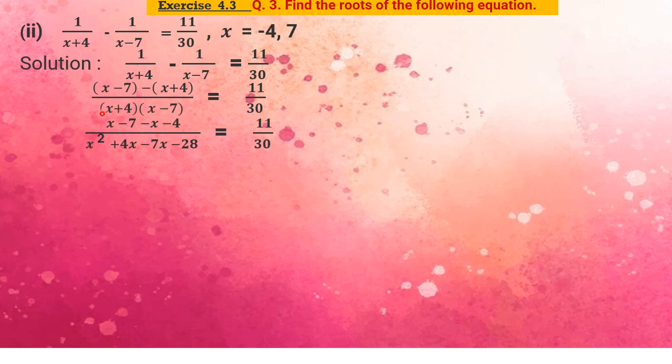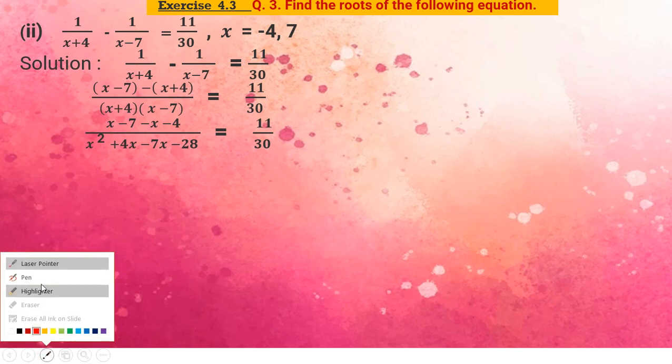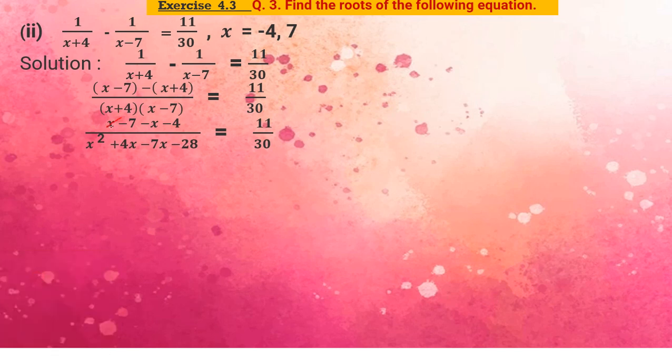Now in the denominator we also have to open the bracket and multiply x plus 4 with x minus 7. We get x square plus 4x minus 7x minus 28 is equal to 11 upon 30. Now the x and x cancel out, as one x is positive and one x is negative. In the denominator, 4x minus 7x gives minus 3x. So we get minus 11, since minus 7 and minus 4 becomes minus 11. So minus 11 upon x square minus 3x minus 28 is equal to 11 upon 30.